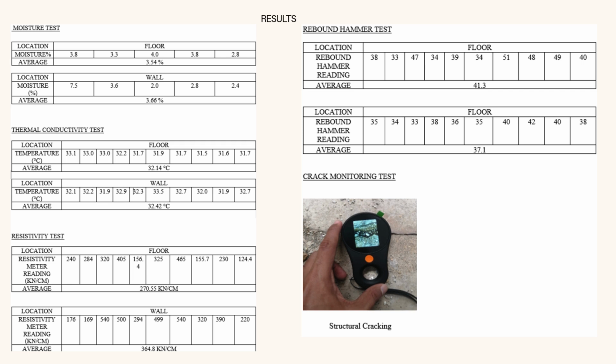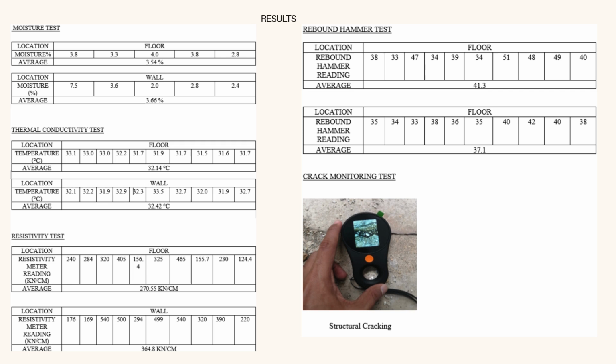2. Thermal conductivity test. For the thermal conductivity test, the floor surface temperature averaged 32.14 °C, and the walls slightly higher at 32.42 °C. These values are typical and suggest there are no significant insulation problems in the building materials.